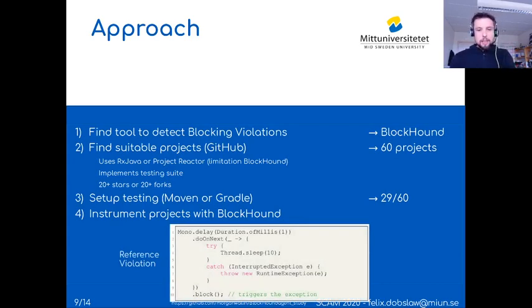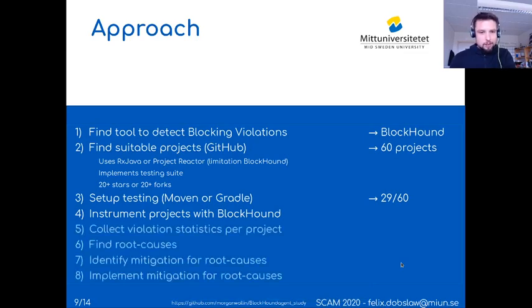What we did on top of that was to add what we call here a reference violation to each of the test classes, so that we made sure each of them is really run with BlockHound activated. So we were expecting to find at least one violation, and the violation here is raised because we're doing a thread sleep in what is expected to be a non-blocking thread pool in the scheduler. Eventually, we were collecting the statistics per project, trying to find the root causes, and maybe the most important part, to identify mitigation strategies for the root causes and implement them.